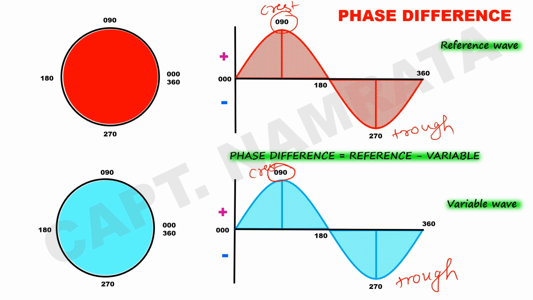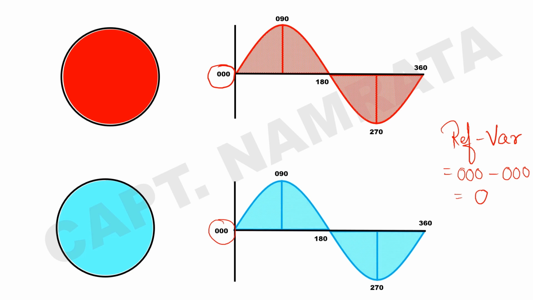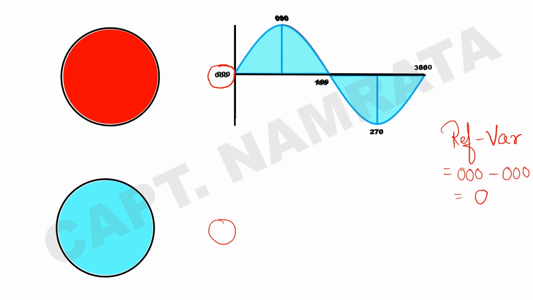Now let's overlap these waves and see how it looks. So to take a phase difference, that is reference minus variable, the starting point of reference is 0, minus variable is also starting at 0. So we can say that the phase difference is 0. Now when we overlap these, we can see that the crests and troughs are aligning with the reference wave. So the phase difference is 0.